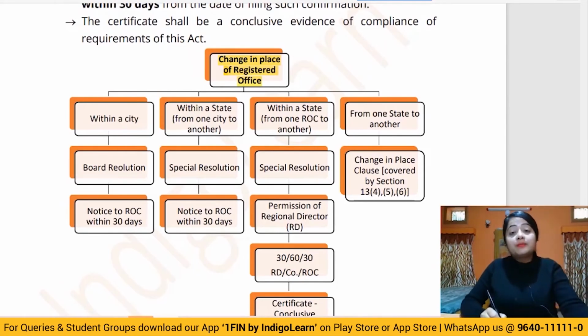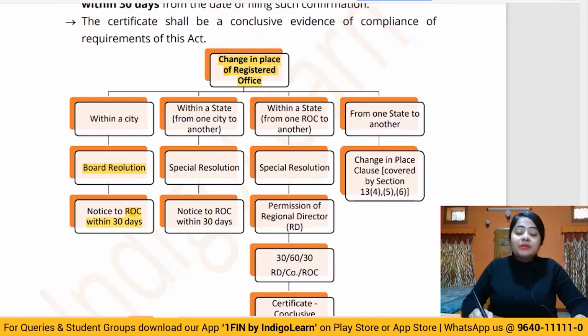If the registered office of the company has to be changed in the same city, town, or village, then simply a board resolution is required. Okay, so if the registered office of the company is in Jaipur, and in Jaipur only from one locality to another locality the company wants to shift the registered office, merely a board resolution is sufficient, and after that, the registrar of companies should be informed in 30 days.